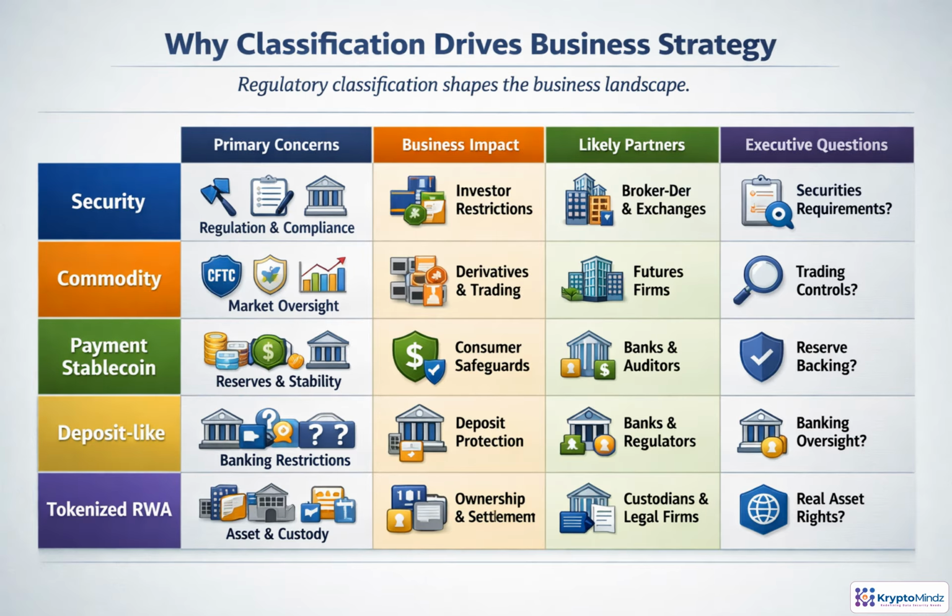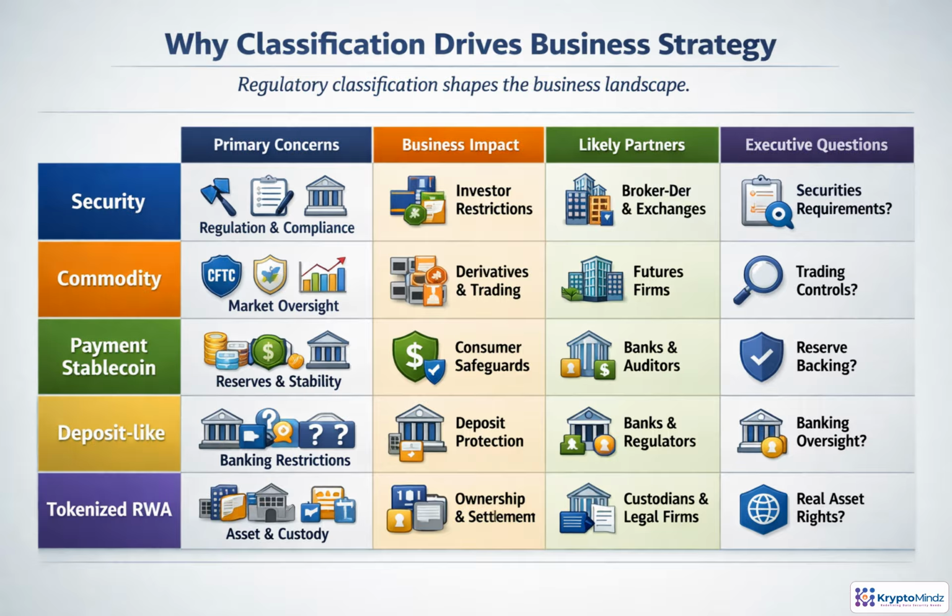Classification is not just a legal label. It changes the operating model. If a token is treated like a security, the business may need investor controls, broker-dealer relationships, and securities compliance. If it looks more like a commodity, trading oversight becomes central.